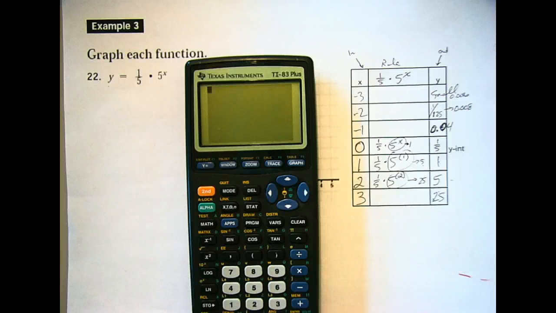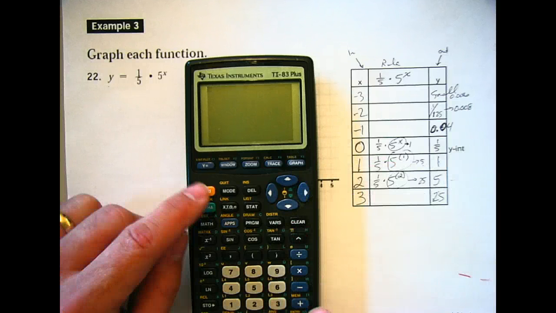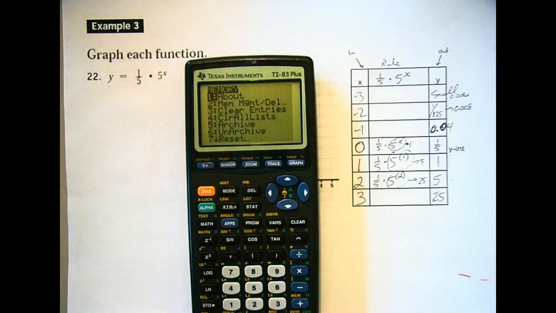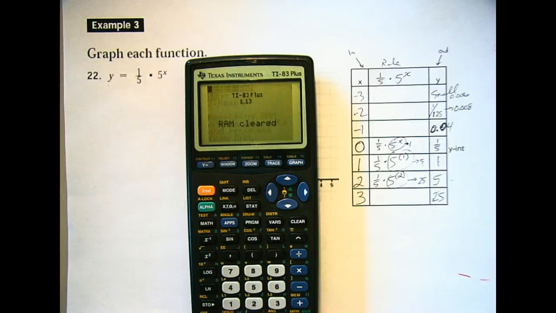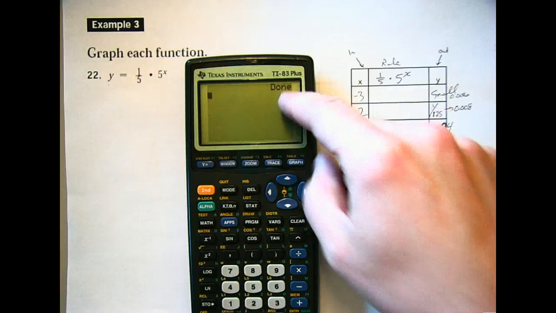Okay? So, here's what we're going to do. We're going to go second, mem. Second plus. We're going to reset our memory. So second plus, we're going to go 7, 1, 2. It should say RAM cleared. Hit enter and done. It says done, so we just hit enter.